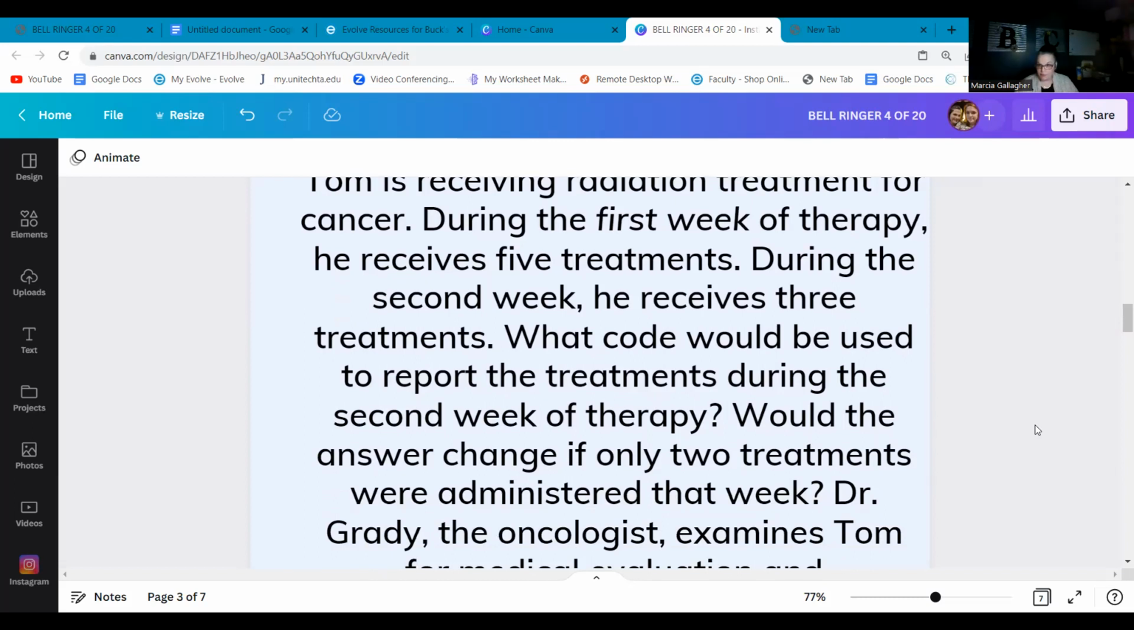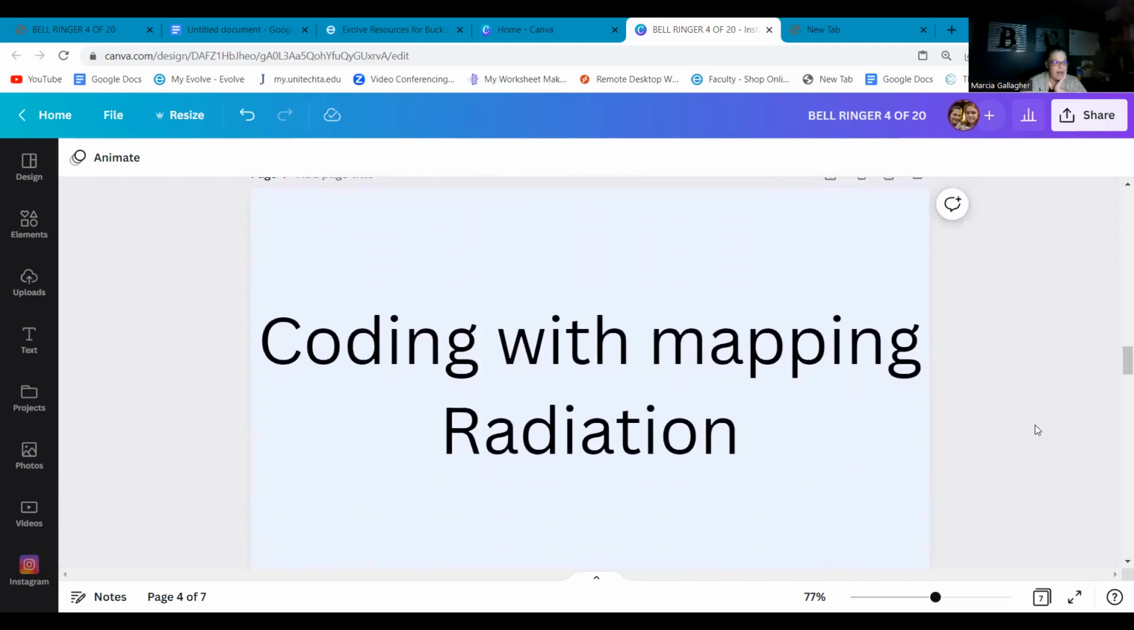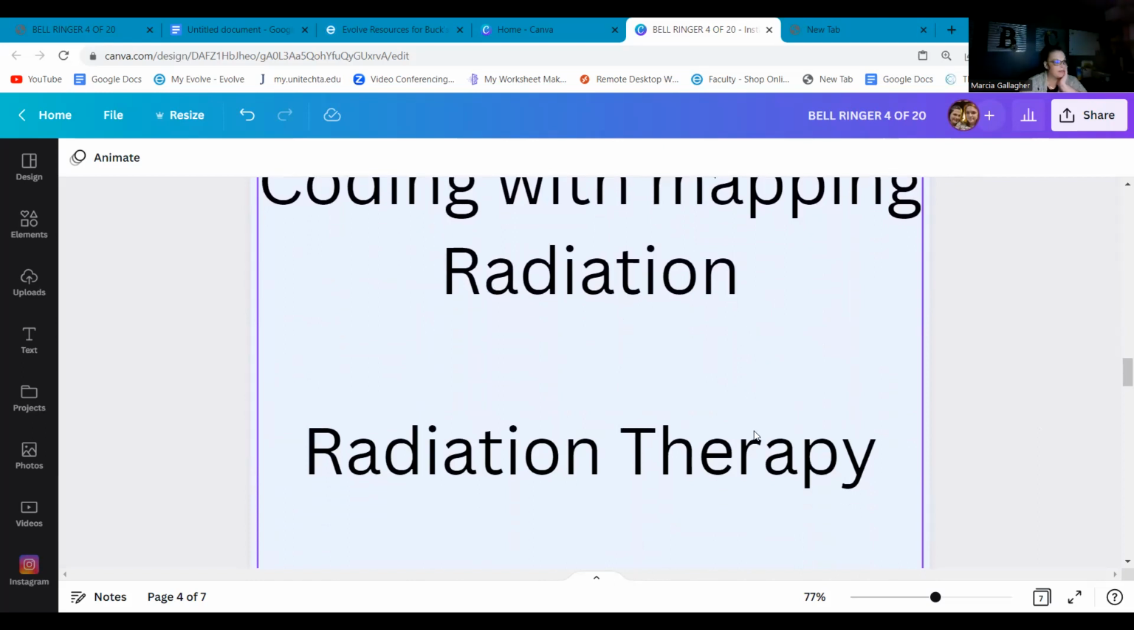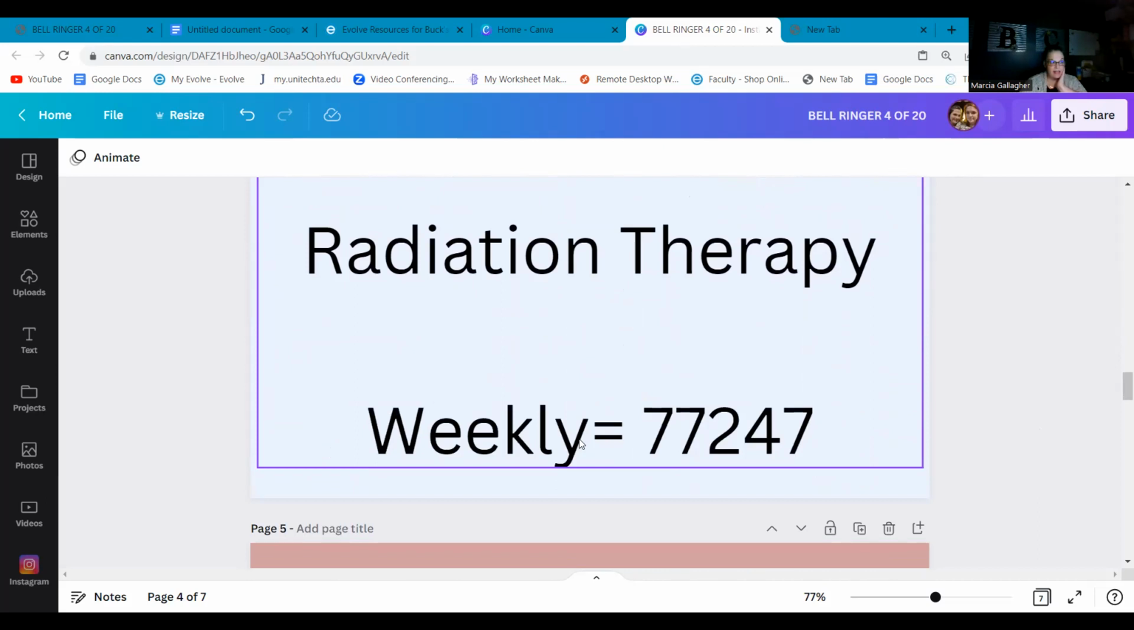Okay, let's recap before we move to the next slide. So the first week of therapy, he has 5 treatments. During the second week, he has 3 treatments. What we need to decide is, would the code change if he had only 2 on the second week? So let's look. How would we begin to code this? So let's do some mapping. We're going to go to radiation. Then we're going to go to radiation therapy. And then we're going to go to weekly. And that tells us the code is 77427.